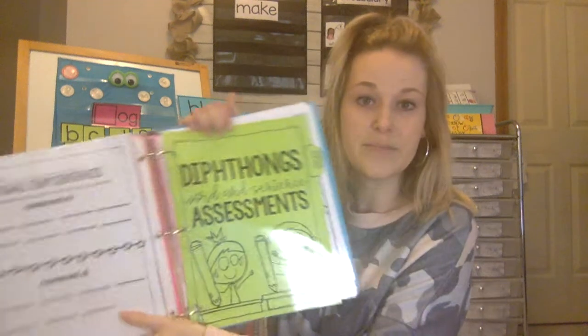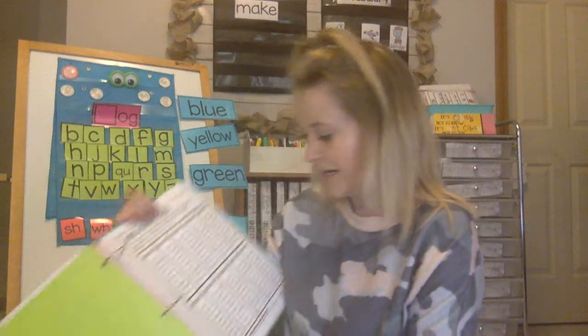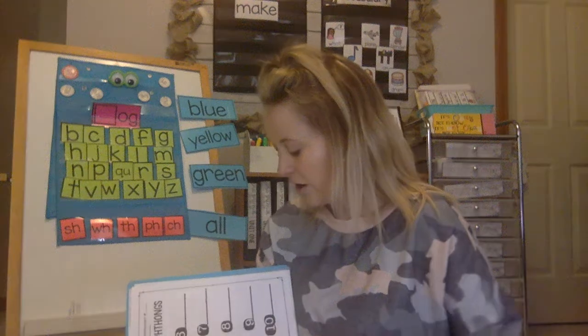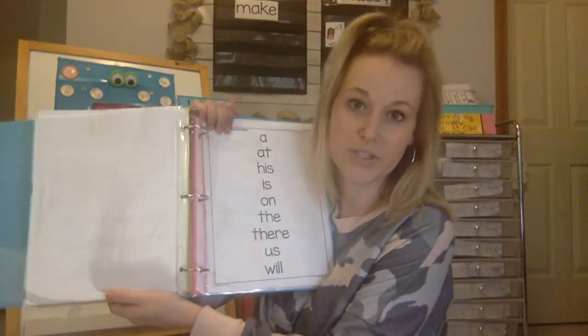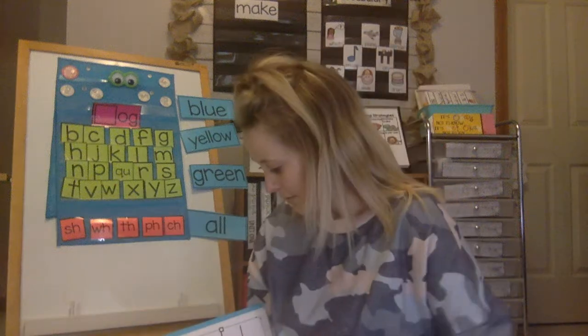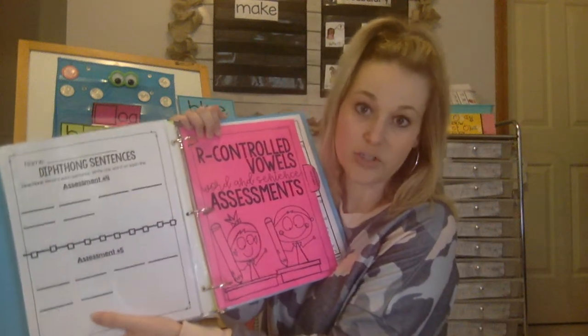Let me see. And then it goes up to diphthongs. So you can see as it goes on, they do get a little more complex, a little longer, the sentences. You know, there's a lot more sight words to choose from. The only one that's a little different, my last one I have in here, is R-controlled vowels.